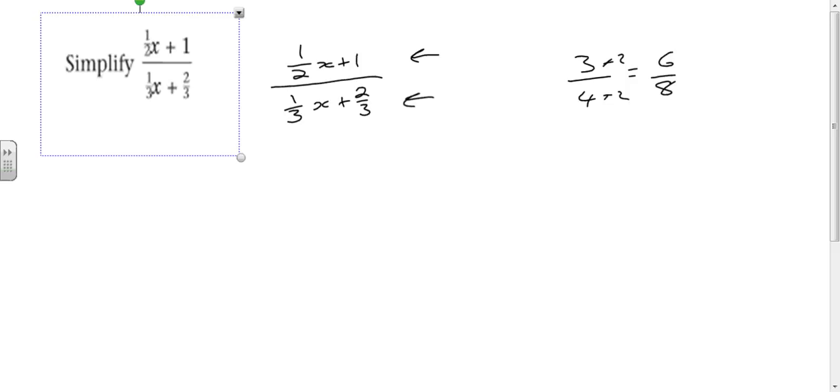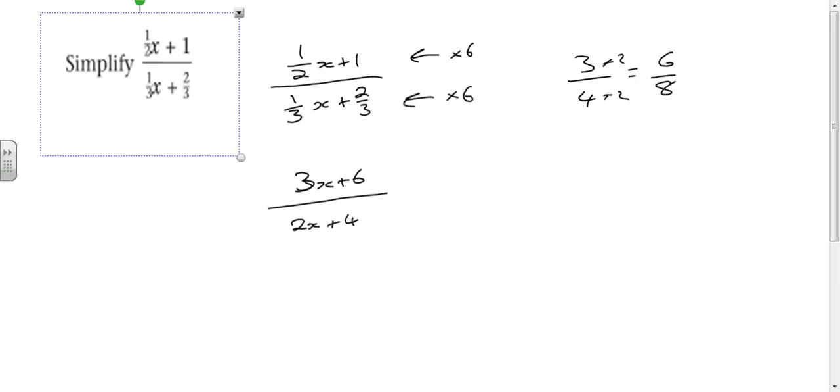So if we have a look at the individual fractions on the top and the bottom, we can see that 2 and 3 both go into 6. So if we times the top by 6 and the bottom by 6, that should help us out. So half x times 6 is going to be 3x. So that's 3x plus 6 on the top. And if we times the bottom by 6, we're going to get 2x plus 4.